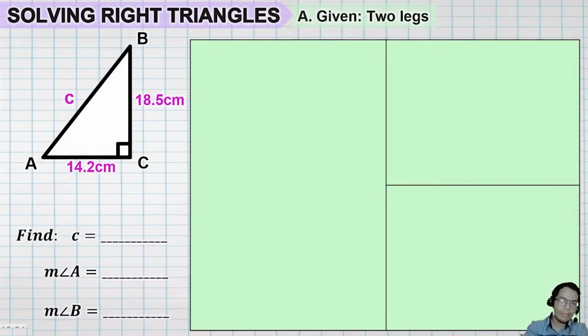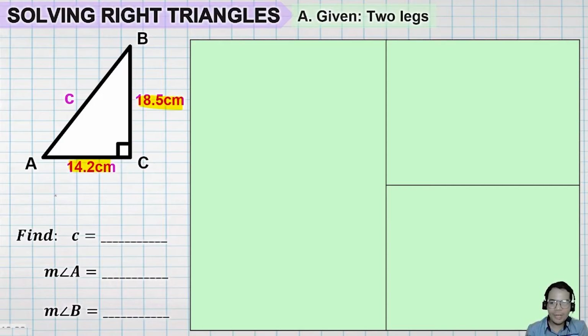Now, as we may continue, ito na nga yung unang example natin in solving right triangle. So, in this scenario, we are given with two legs. Ito, legs kasi itong dalawa. Si 18.5 centimeters at saka si 14.2 centimeters. Ibig sabihin, yung dalawang legs lang yung binigay sa ating value. Ano-ano ngayon yung kailangan nating isolve para masabi natin na this triangle is already solved.